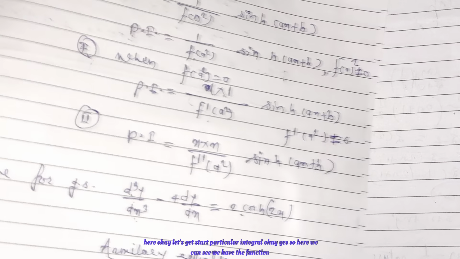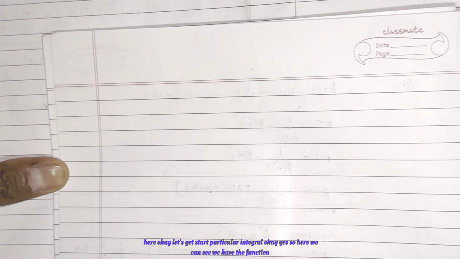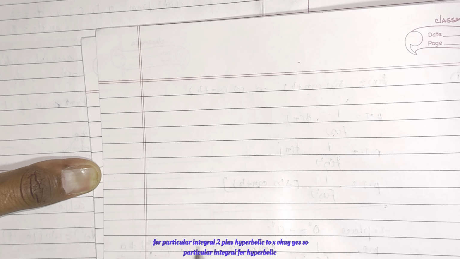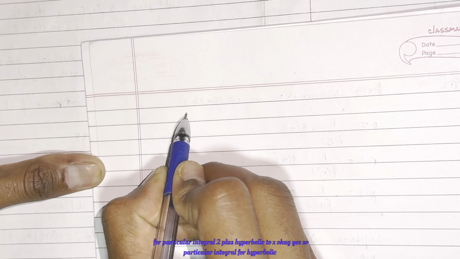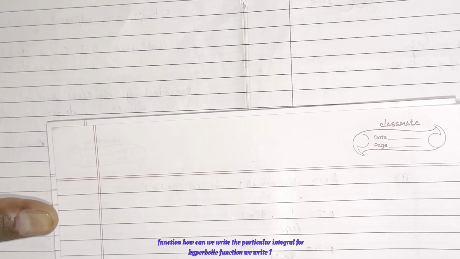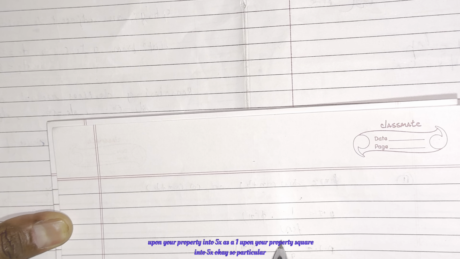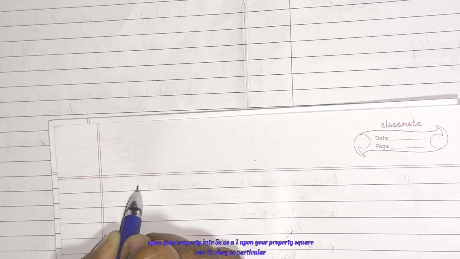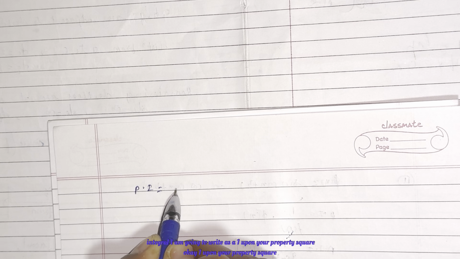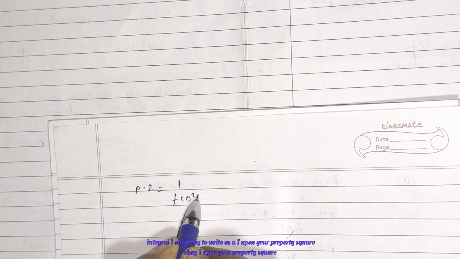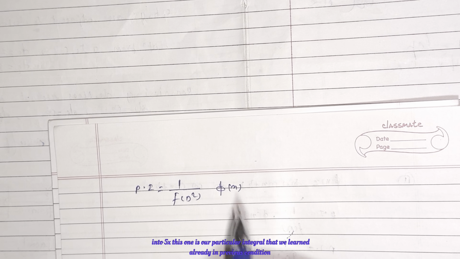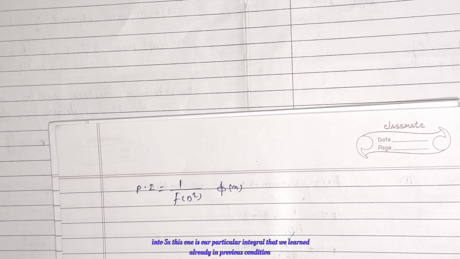Here we can see we have the function for the particular integral, 2 cos hyperbolic 2x. So how can we write the particular integral for a hyperbolic function? We write 1 upon f of D into phi of x as 1 upon f of D square into phi of x. So the particular integral I am going to write as 1 upon f of D square into phi of x. This is the particular integral that we learned already in the previous condition.